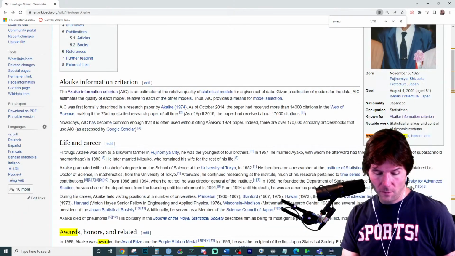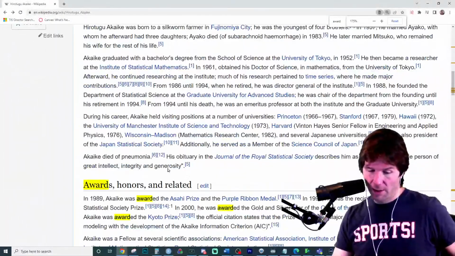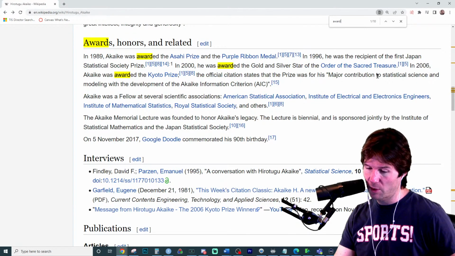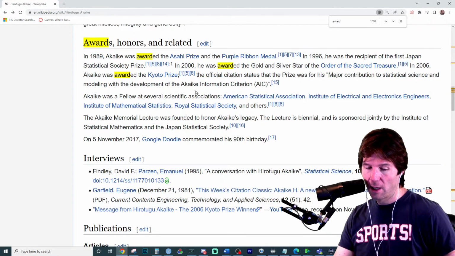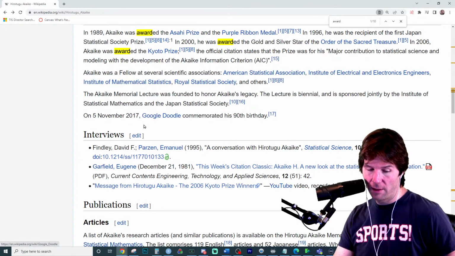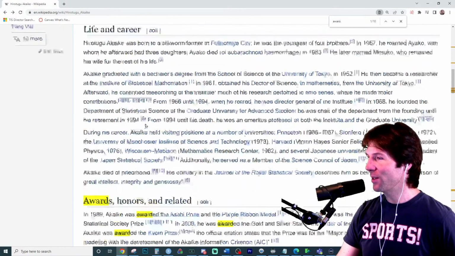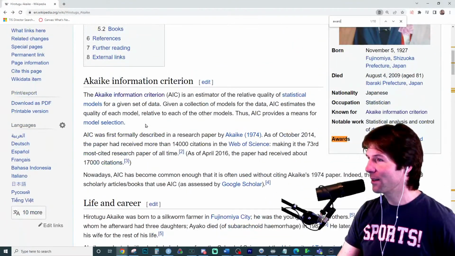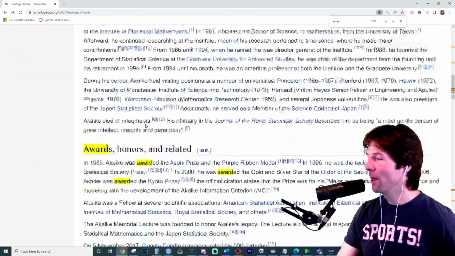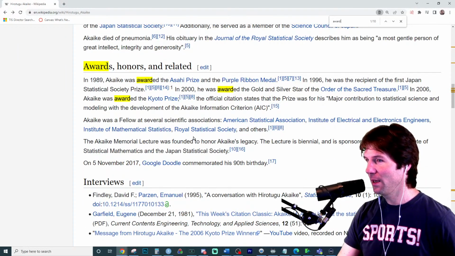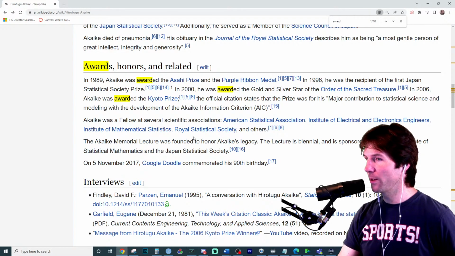So where's it? Awards and honors. He was given right there the Kyoto. In 2006, Akaike was awarded the Kyoto Prize. The official citation states the prize was for his major contributions to statistics and science modeling with the development of AIC, Akaike's information criteria. One of the top fellows. Even Google honored him with a Google Doodle. I do remember seeing that and being like, wait, what? And he shares a birthday with someone I know. Cool. So really cool stuff right here. But all this stuff, Akaike, just a huge contributor to what we do in statistics.